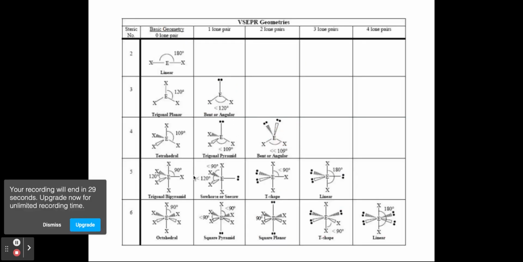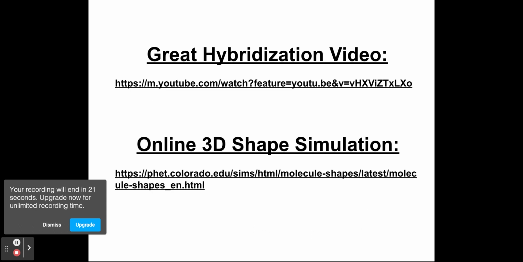Okay, and here's another table that I've shown before, and so I won't dwell on this too long. And so here's a couple of videos. If you want to see more, there's a great hybridization video here, and then there's an online 3D shape simulation.